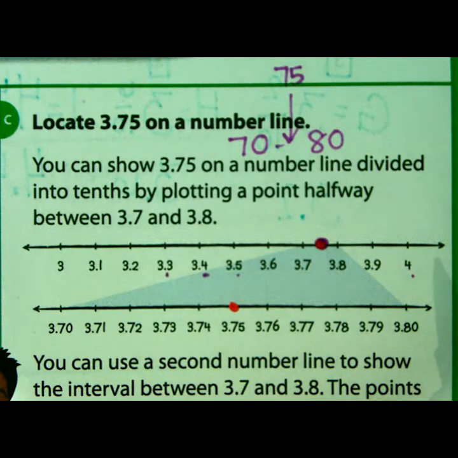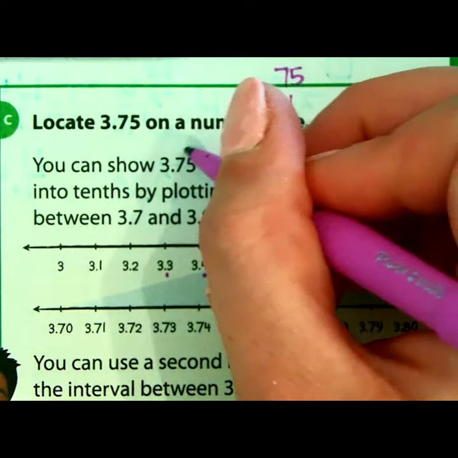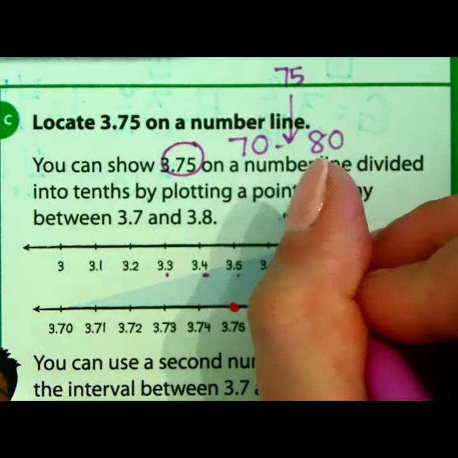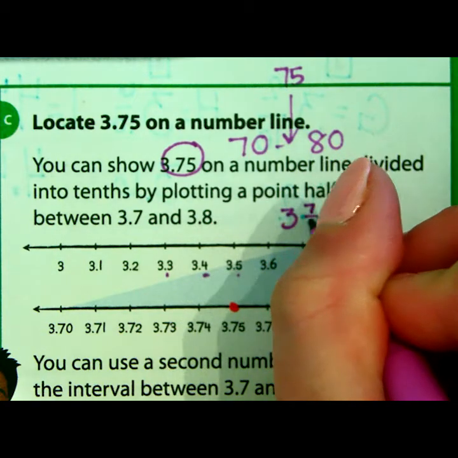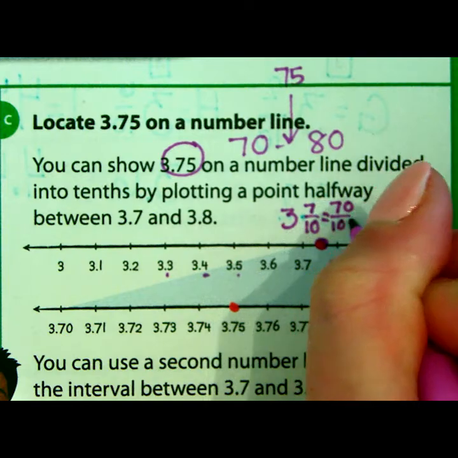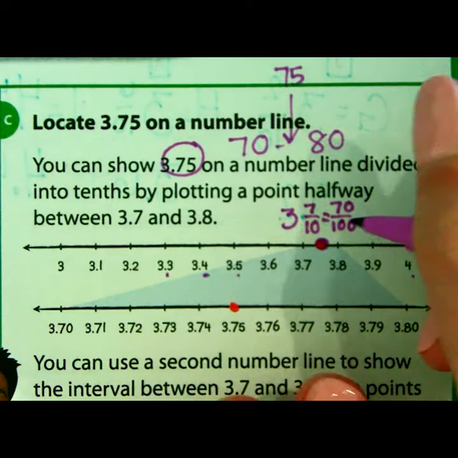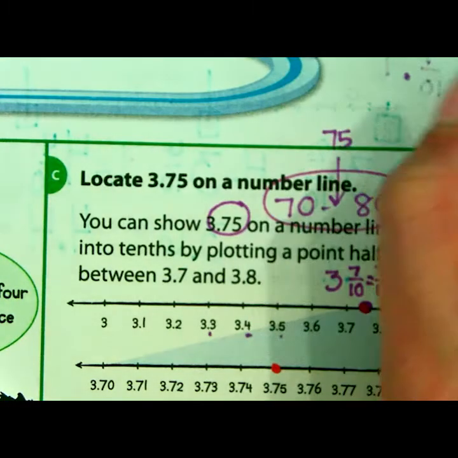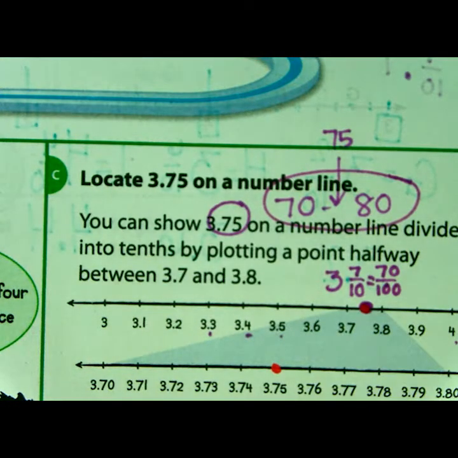Now, why did they do that? Because it's 3 and 75/100ths. Well, guys, we remember that 3 and 7/10 is really the same as 70/100ths. So we know that 75 comes between 70 and 80, just like we said right up here. I know that's a little confusing. This part's going to take practice.